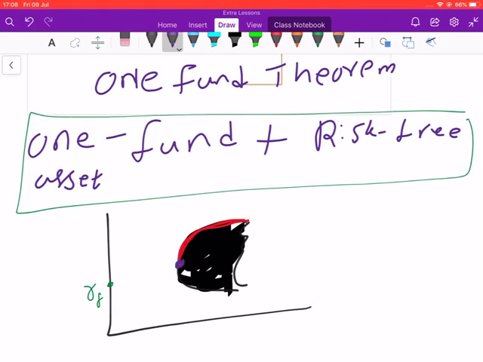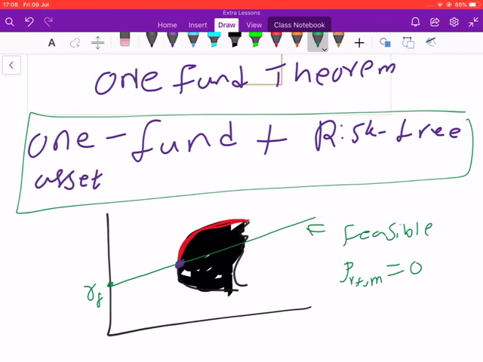The feasible set between these two is going to look like a straight line which passes here. Wherever the asset lies, that will be your feasible set. It's going to be a straight line because the correlation coefficient of the risk-free asset and the mutual fund is 0.